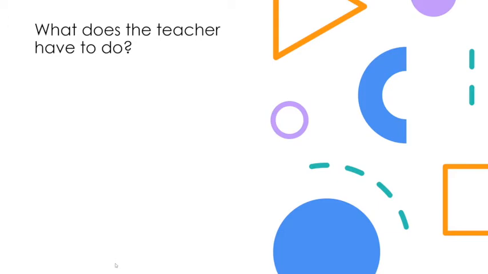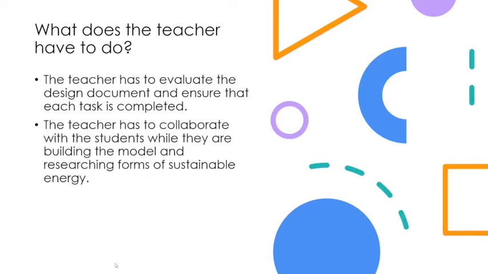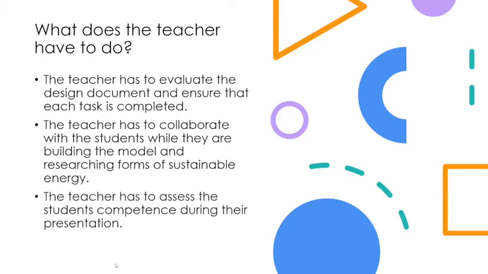What does the teacher have to do? Teacher has to evaluate the design document and ensure that each task is completed. The teacher has to collaborate with the students while they are building the model and researching forms of sustainable energy. The teacher has to assess the students' competence during their presentation.